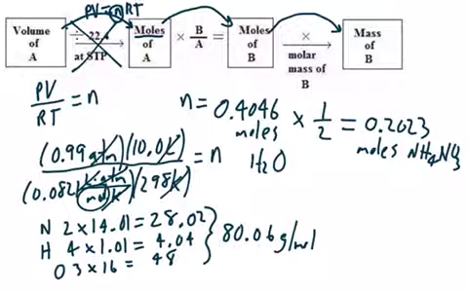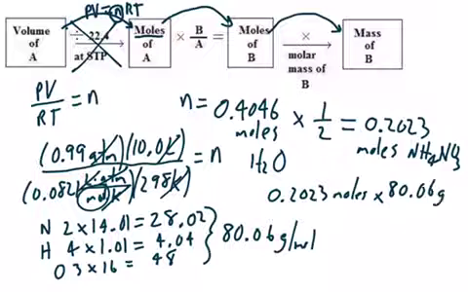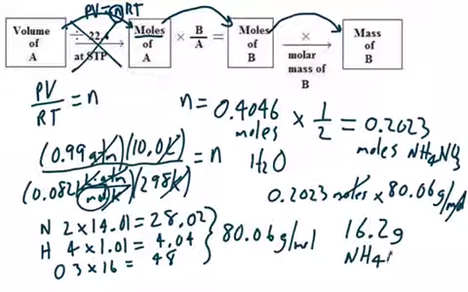So let's do the last step. If we take the moles, 0.2023, and multiply it by the molar mass, which is 80.06 grams per mole, and we round this to 3 significant digits, you get 16.2 grams of ammonium nitrate, and that is the final answer.